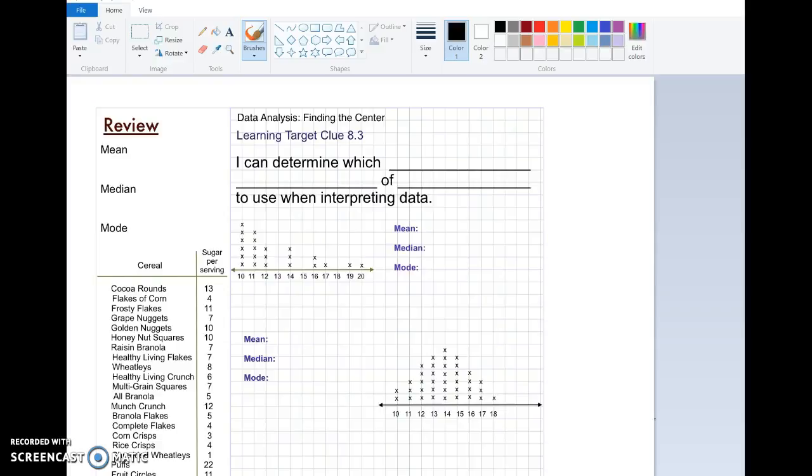This is Learning Target Clue 8-3, and we can go ahead and get started by filling in our learning target, which says, I can determine which central measure of tendency to use when interpreting data.